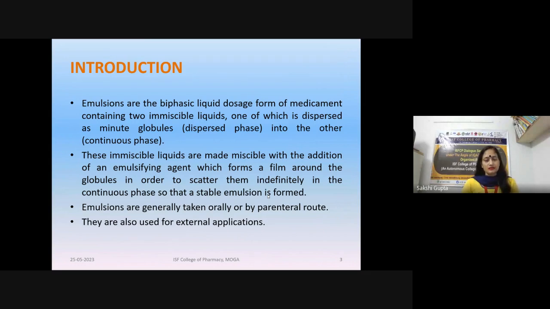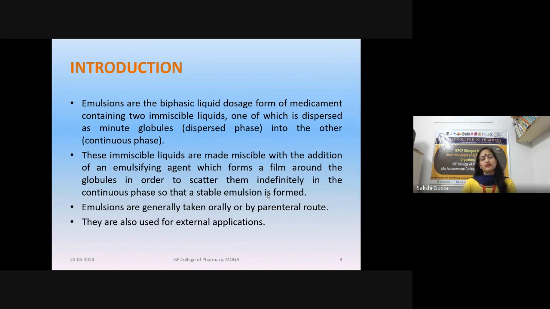What an emulsion is. Generally, emulsions are the biphasic liquid dosage form of medicament containing two immiscible liquids, one of which is dispersed as minute globules into the other. Here, the minute globules which are dispersed are known as the dispersed phase, and the liquid in which they are being dispersed is known as the continuous phase. These immiscible liquids are made miscible with the addition of an emulsifying agent which forms a film around the globules in order to scatter them indefinitely in the continuous phase so that a stable emulsion is formed.